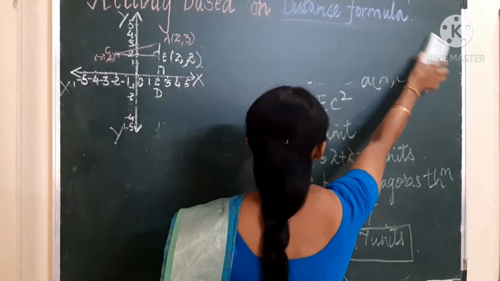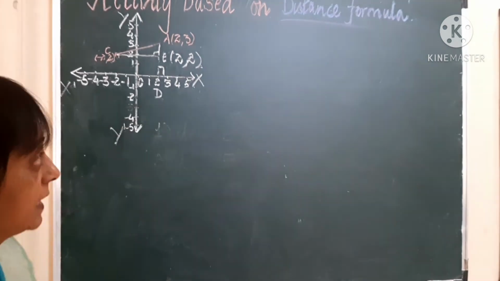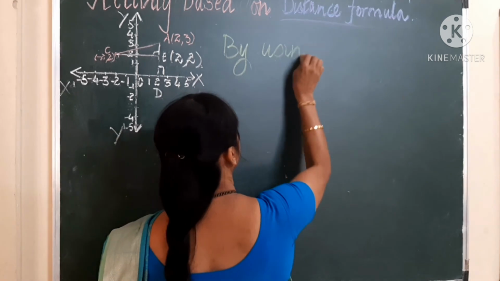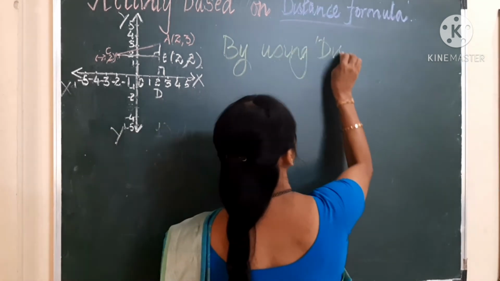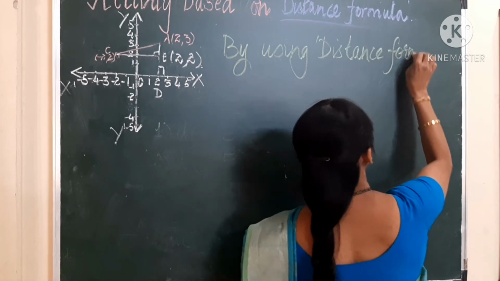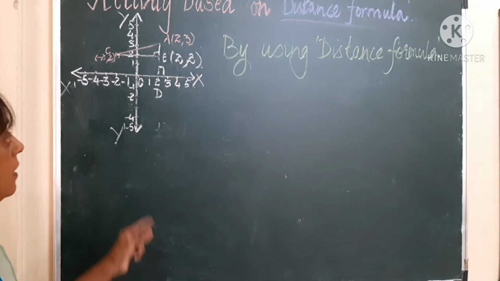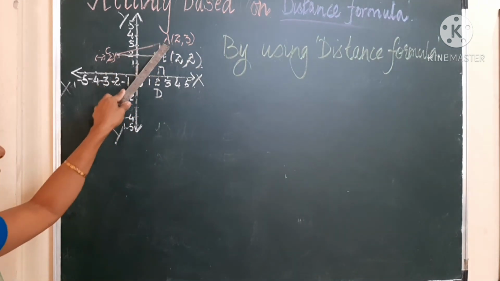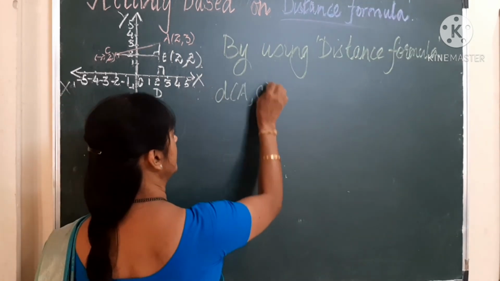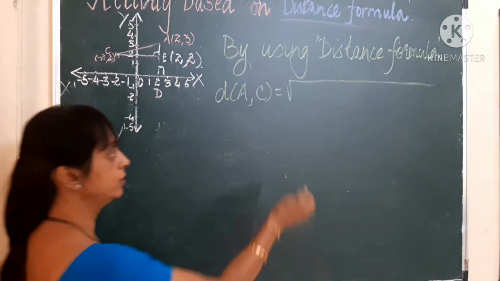Now let's see if we get a difference in the answer if we use the second method, that is by using the distance formula. Now what is the distance formula? Let's write it down. We have to calculate the distance between AC. Therefore, distance AC will be equal to, let me first write down the formula. What is the formula, children?